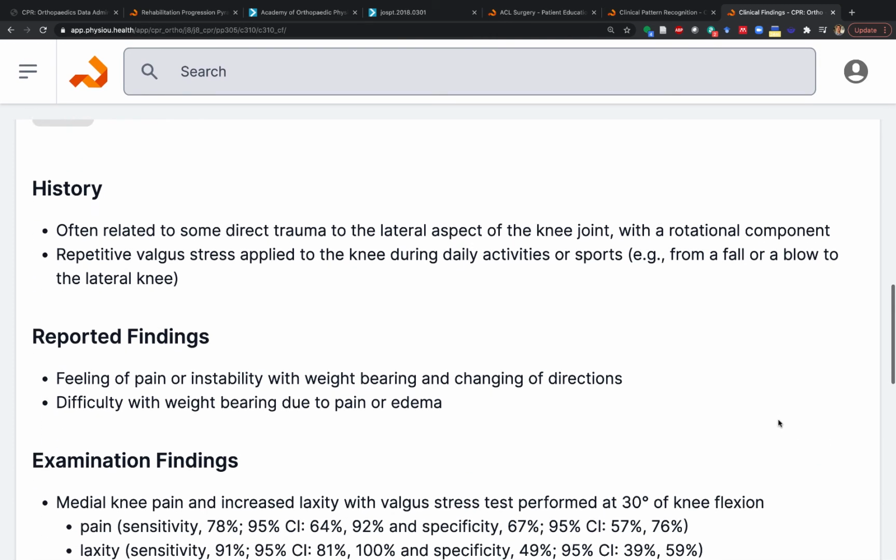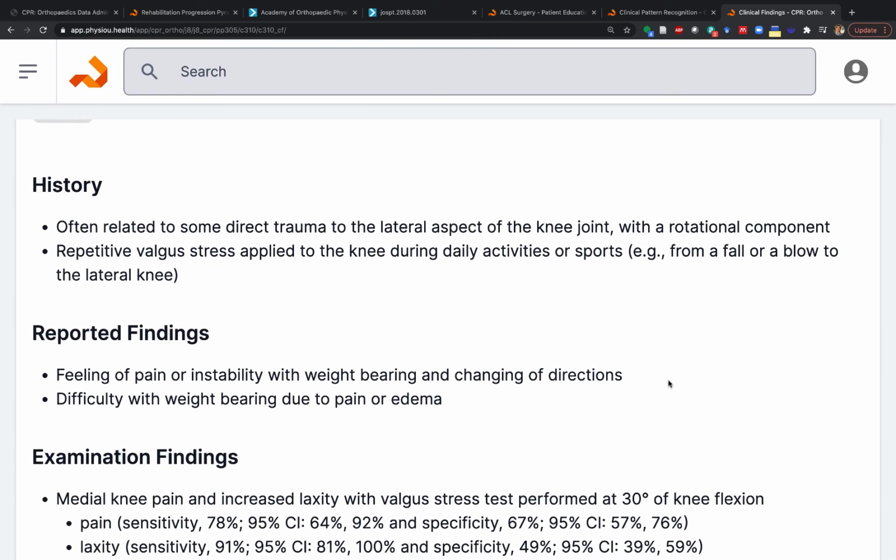If you look at the history, what does the patient tell you? Well, I don't usually injure ligaments without trauma. It could be non-contact or contact, but usually there is some direct trauma to the lateral aspect of the knee joint. It could also include a rotational component. Repetitive valgus stress applied to the knee joint during daily activities or sports, whether it is one-time high-force trauma or multiple micro movements that are stressing the ligament, could be related to the injury mechanism.